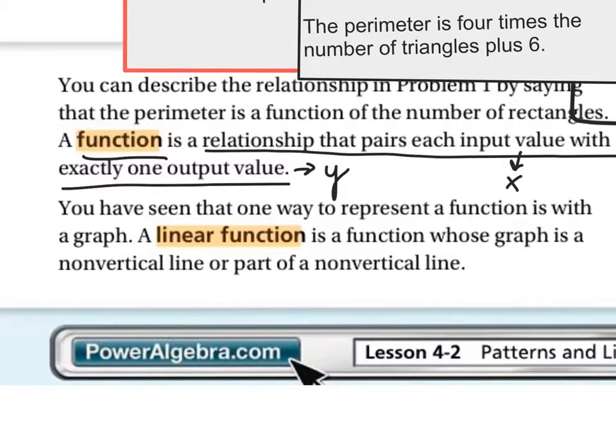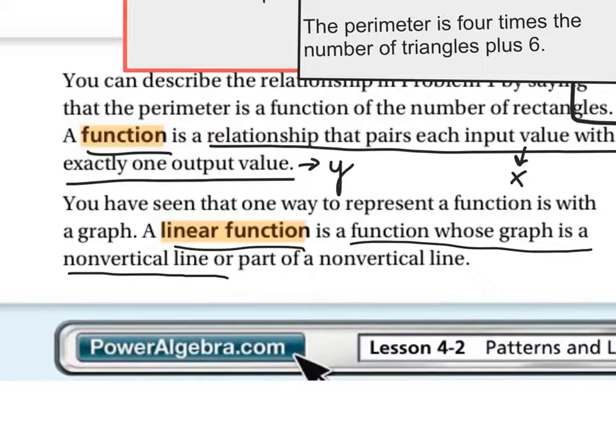One other thing, a specific type of function we can talk about is a linear function. A linear function is a function whose graph is a non-vertical line. So in the word linear, you see the word line. So a linear function is a straight line, except it can't be just vertical. Then it's a linear function.